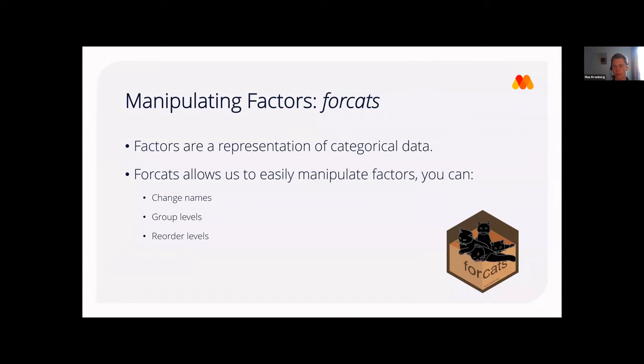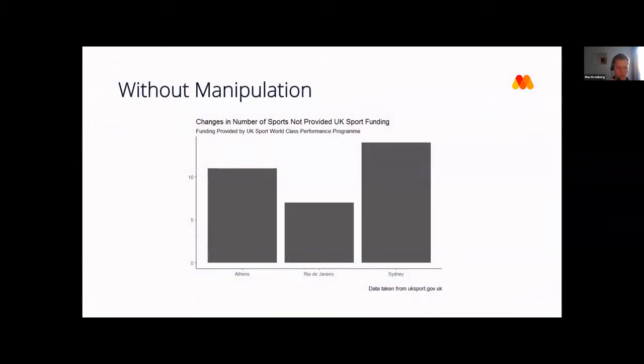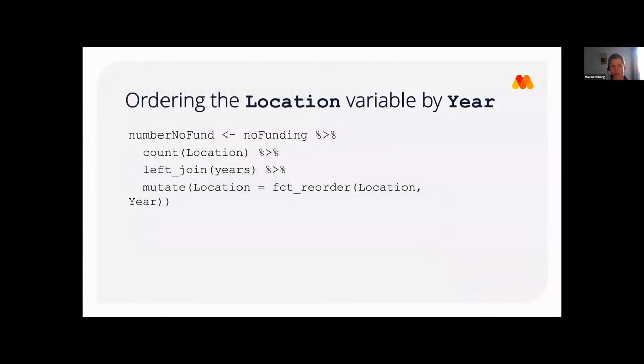Reordering the levels, for example, is changing the way that they're ordered if you had to represent them in some order. So let's say you're graphing by the category, the order of the levels will define which element gets graphed first, if you had a bar chart or something. If you look at this without setting a factor level, you would have Athens, Rio, and then Sydney, because that's the alphabetical ordering. But what you probably want is to order that by the year. So the way to do that is to use forcats to change location into a factor type, and then to tell it how to order them.